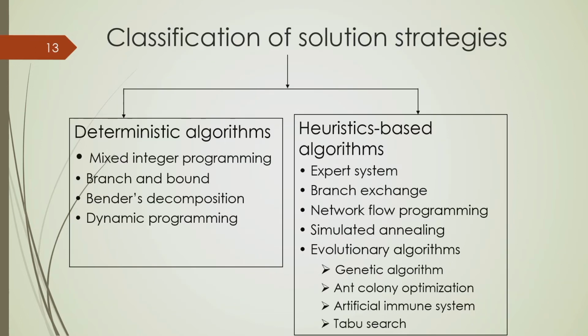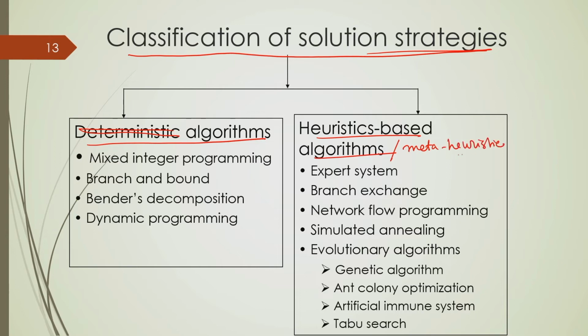Now, furthermore, if you classify these different solution strategies used in the distribution system planning problem, we can categorize them as mathematical algorithms, though deterministic algorithm may not be the suitable word, or you can call them mathematical logic based algorithms. Another is heuristic or meta heuristic based algorithms.